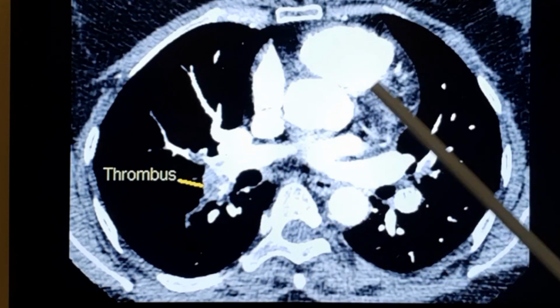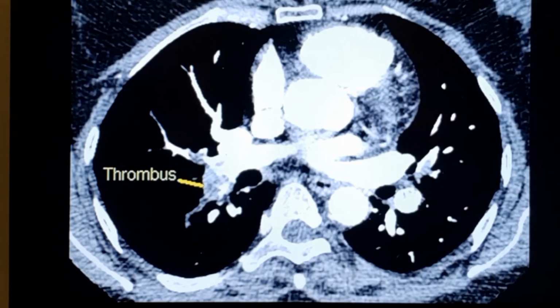So this is a case of probably venous thromboembolism with pulmonary embolism. Rarely this could also be in situ thrombosis in a pulmonary artery branch, but that is uncommon.